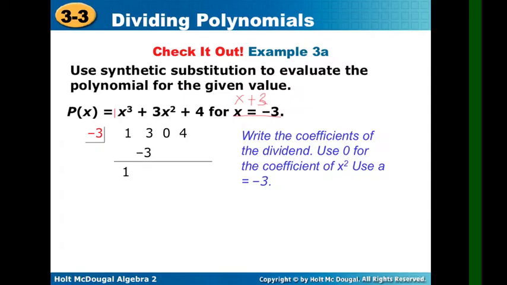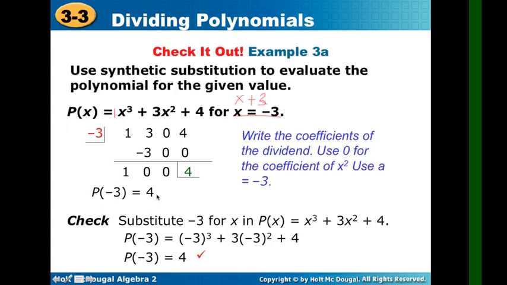Then we bring down 1, and multiply it by negative 3, which is negative 3. We put that answer under the next number, which is 3. So 3 minus 3 is 0. 0 times negative 3 is 0. Again, 0 times negative 3 is 0. So bring down 4. 4 is the remainder now. Since 4 is the remainder, therefore p of negative 3 is equal to 4.